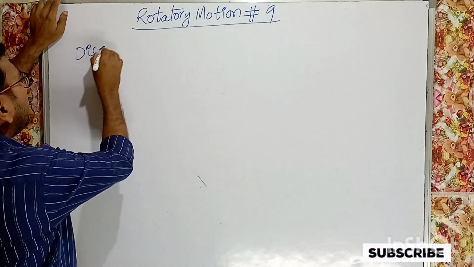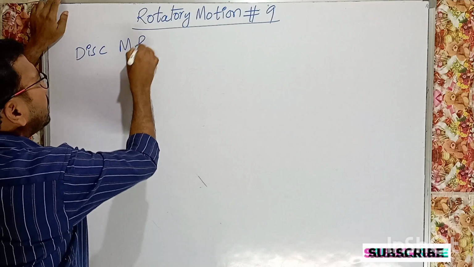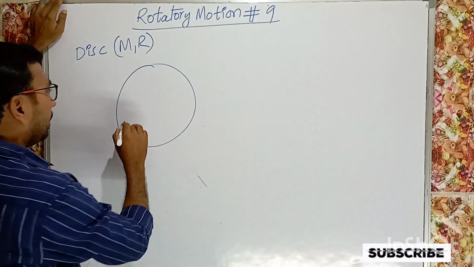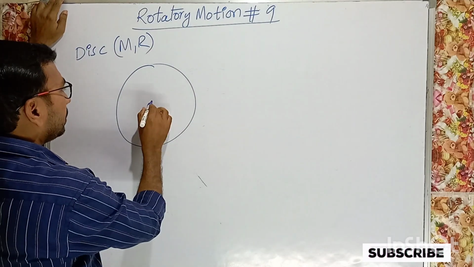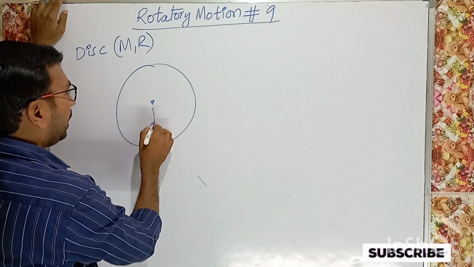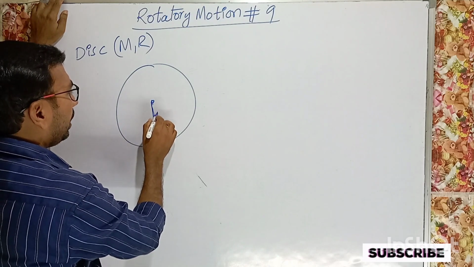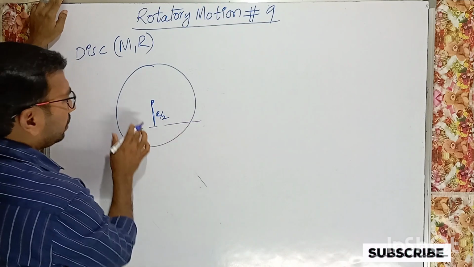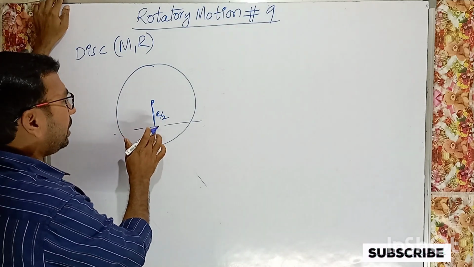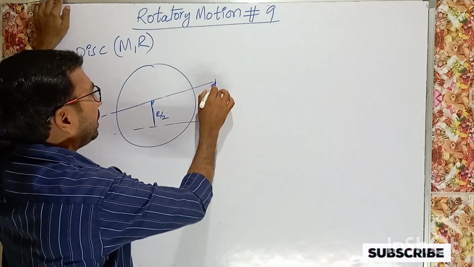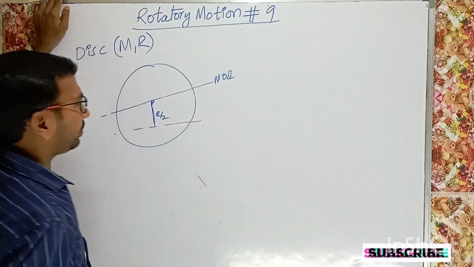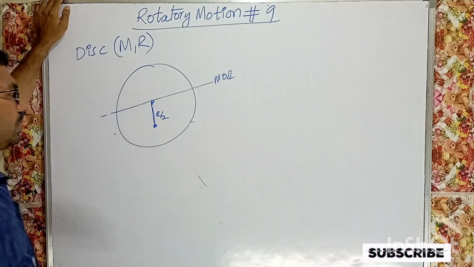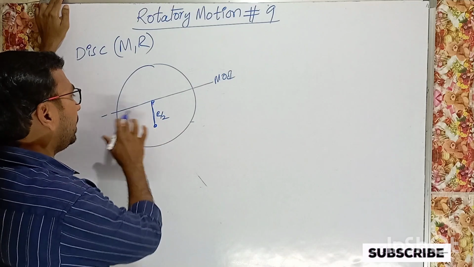Consider a disc of mass m and radius r. This is the disc, and this is the center. At a distance of r by 2 from the center, you can find out the moment of inertia (MOI). This point is at r by 2 distance, and from this point you can find the moment of inertia.